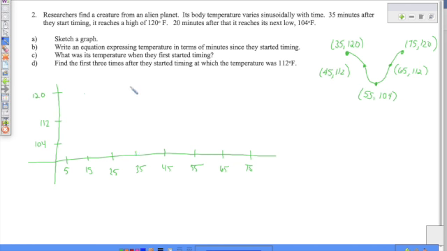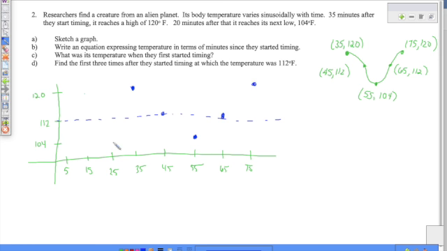Okay, so I'm going to put the points on that I know. So at 35 minutes, I was at a high of 120. The alien was at a high of 120 degrees Fahrenheit. And at 55 minutes, the temperature was a low. And from that information, we gathered some extra points on the side in our scratch work. So I'm going to put those up as well. I actually like to draw in my midline too. Okay, that midline doesn't look too great, but we're just going to go with it.